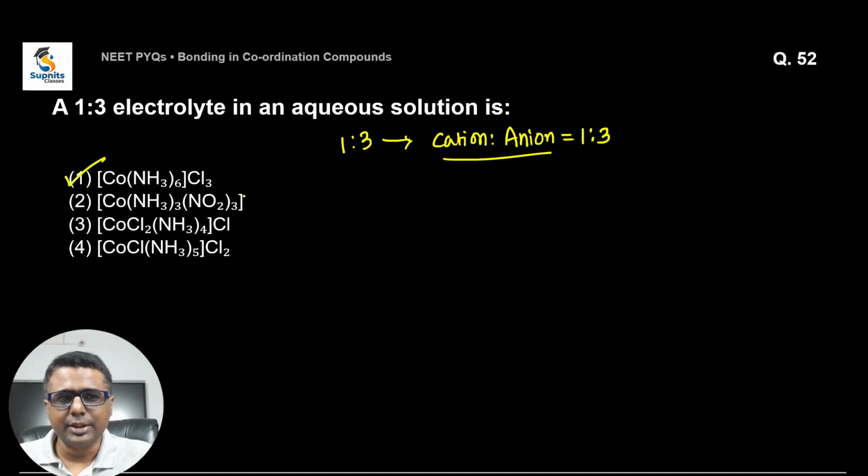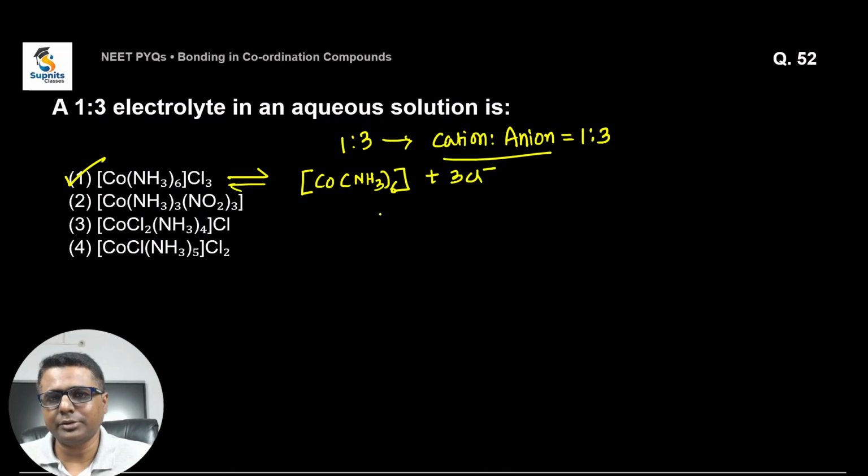If you can see this, if this ionizes, then it will give [Co(NH3)6] whole 3+, because anything in the coordination sphere does not get out as ions, plus 3 Cl minus. So this gives you the 1:3 electrolyte ratio. Clear?